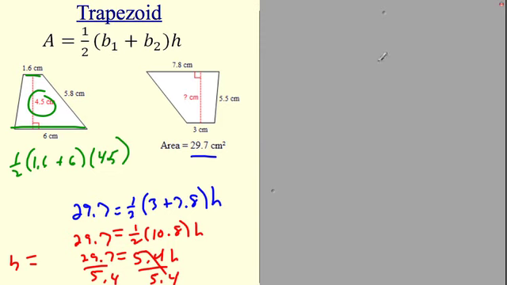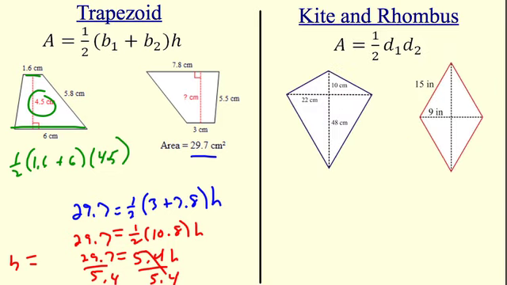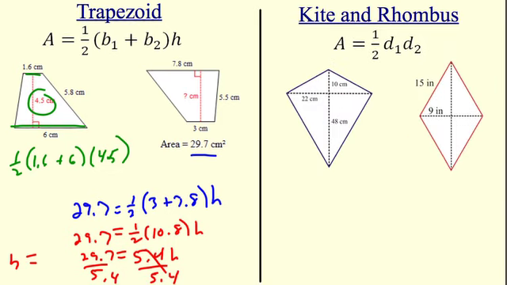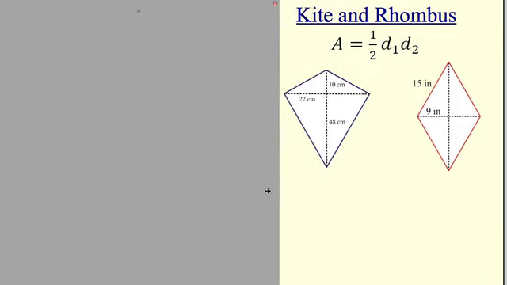Fantastic. Alright, how about the other side of this? We got a kite and rhombuses, which would really be rhombi. I love that word, rhombi. So here's the formula. We need diagonals of this one.